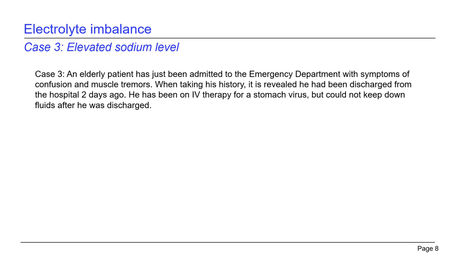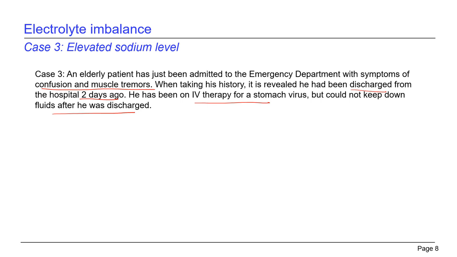Case 3, elevated sodium level. In this case, an elderly patient has just been admitted to the emergency department with symptoms of confusion and muscle tremors. When taking his history, it is revealed he has been discharged from the hospital 2 days ago. He has been on IV therapy for a stomach virus, but could not keep fluids down after he was discharged. So this is a patient that's been discharged to home and now is readmitted to the emergency department.